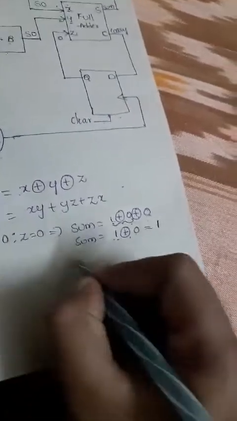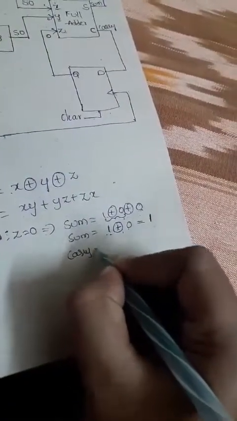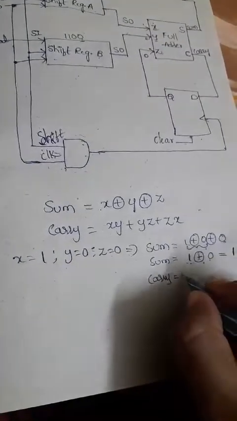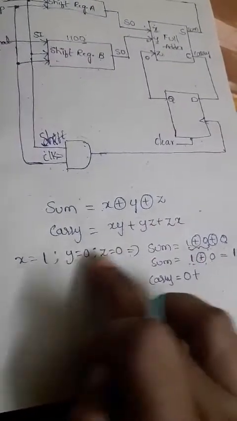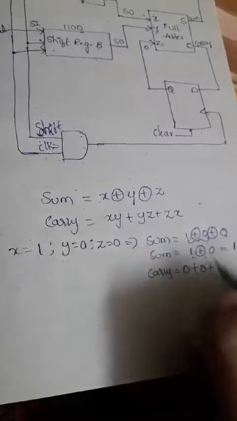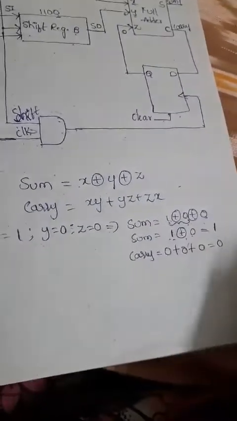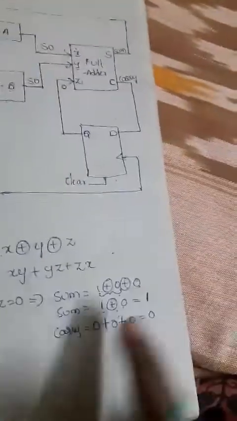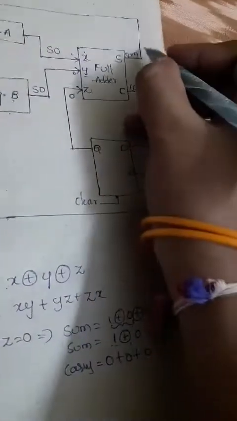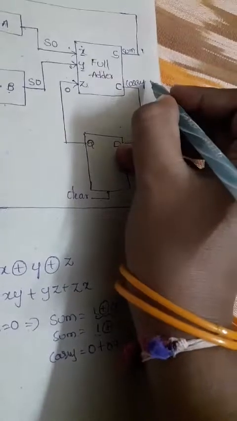What about the carry function? xy, x into y is 1 into 0, 0, plus yz, 0 into 0, 0, plus zx, 0 into 1, 0. So the first carry value will be 0. So finally the sum and carry will be: first sum is 1 and the carry is 0.